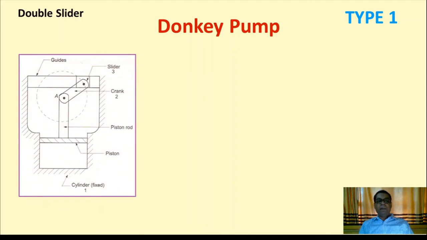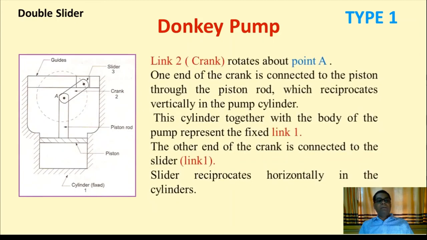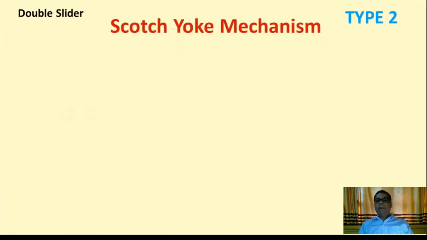You see that this is a figure. So over here the cylinder is fixed, there is a piston rod, a crank which is link number 2, a slider which is link number 3, and there are guides. Now the link 2 or crank rotates about point A. One of the cranks is connected to the piston through the piston rod, which reciprocates vertically in the pump cylinder. The cylinder together with the body of the pump represent the fixed link 1. The other end of the crank is connected to the slider, and the slider reciprocates horizontally in the cylinder.